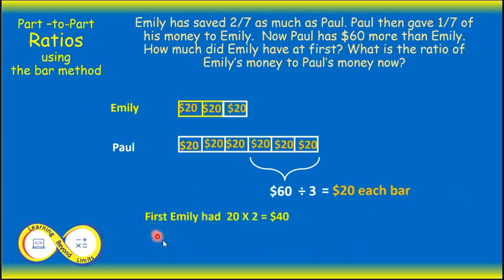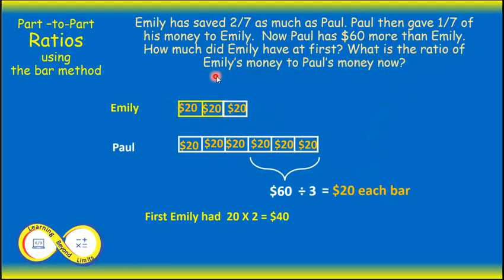what? First, Emily had 2 times 20, because these were Emily's first 2 bars. So she had $40. When Paul gave 1/7 of what he had to Emily, that's when Emily now has $60. So we answered the first part.